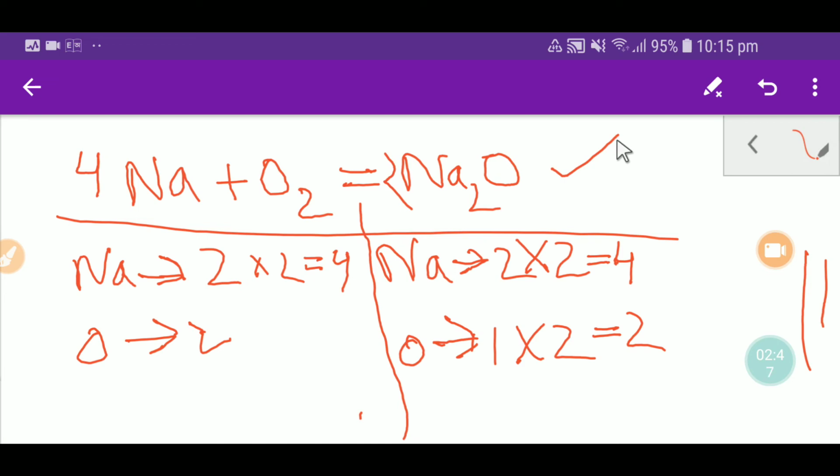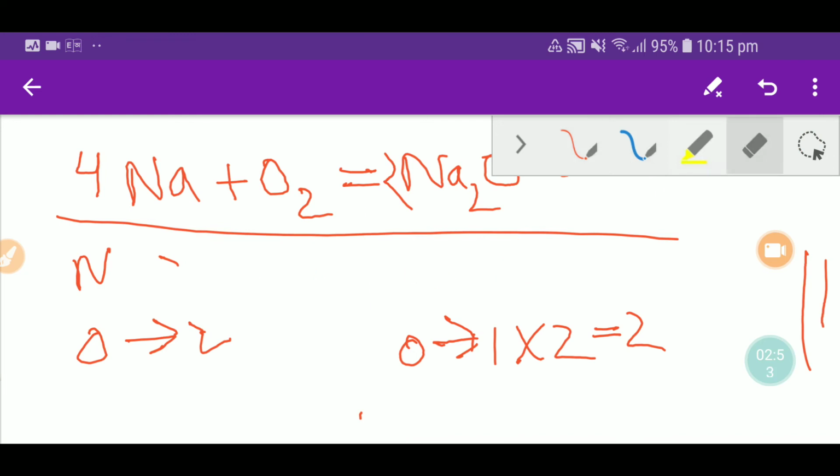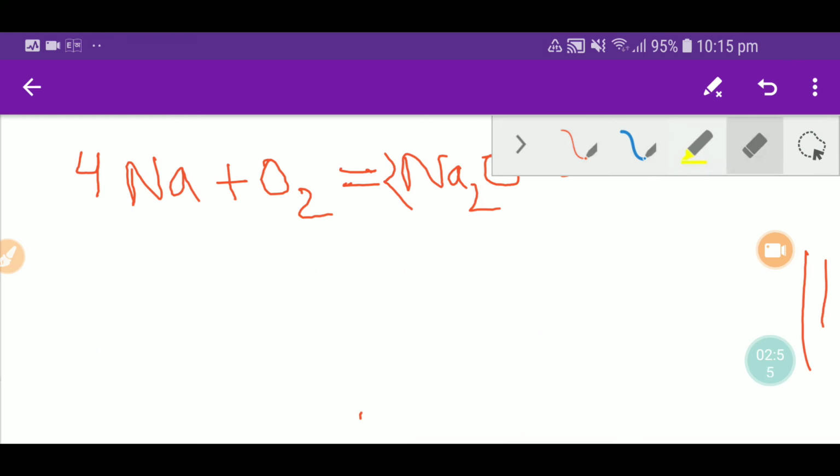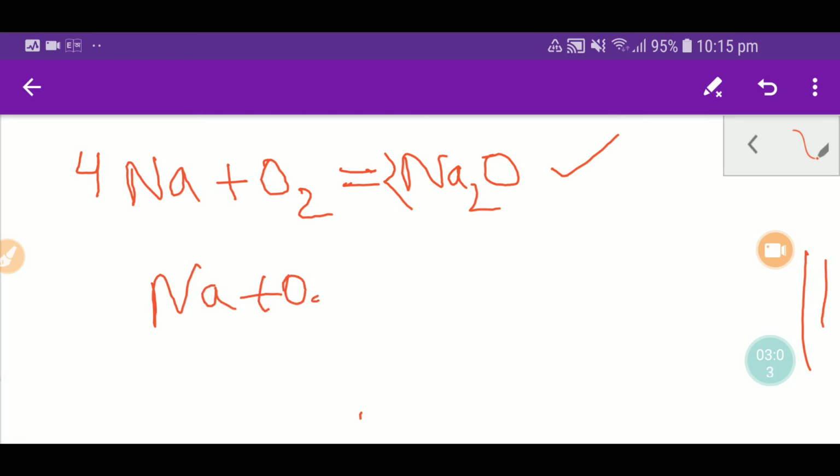Okay, let me show you the second way to balance this reaction, and the second way will be helpful to balance this equation in your exam hall, right? So how to do that? Okay, sodium will react with oxygen and we'll get sodium oxide, right?